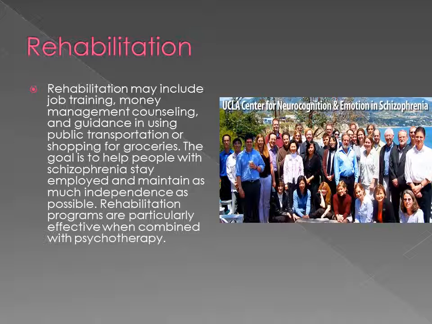The picture that you see to your right is a picture of the UCLA Center of Neurocognition and Emotion in Schizophrenia. In that picture, you see people of different race, age, and gender, but they all have one thing in common. Each one of those people suffer from schizophrenia.